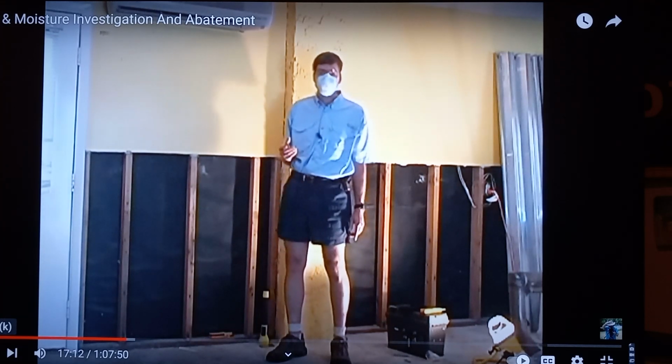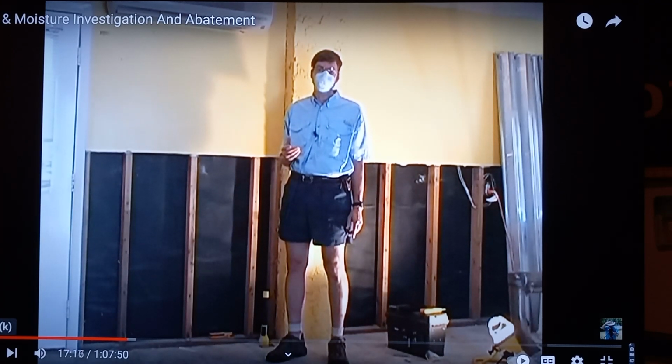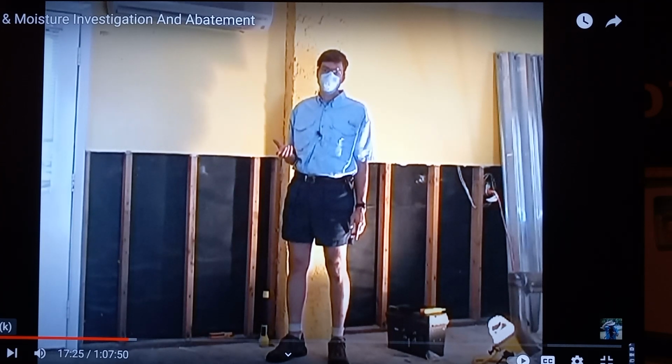Black mold is what we've heard about a lot in the media, and specifically, they're talking about the genus Stachybotrys. But there are other molds that are just as dangerous and cause more health effects and more known health effects.